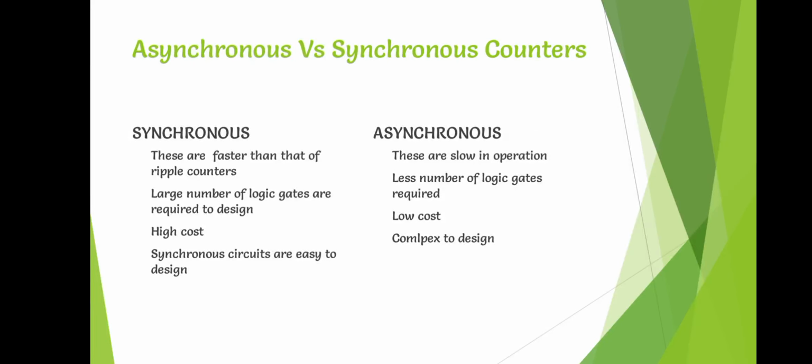Asynchronous versus synchronous counters. Synchronous: these are faster than ripple counters. A large number of logic gates are required to design them. High cost. Synchronous circuits are easy to design. Asynchronous: these are slow in operation. Fewer logic gates are required. Low cost. Complex to design.